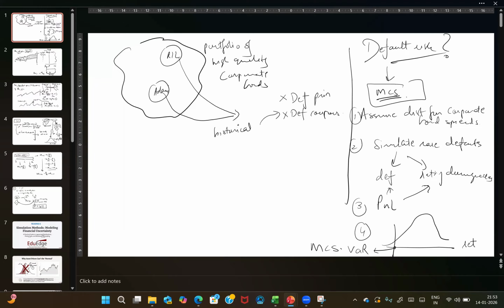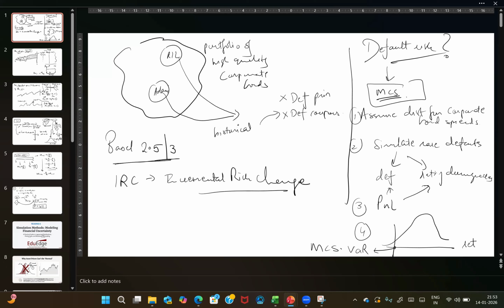By the way, this approach is popularly used in Basel 2.5 and 3. And this approach in Basel 2.5 and 3 in the regulatory documents is called IRC, which is incremental risk charge. Okay. So this is not part of CFA, but I thought of giving you a bit of background on how MCS is useful in terms of VAR. So in Basel 2.5 or 3, there is a component called IRC, incremental risk charge, which uses the Monte Carlo simulation approach in order to calculate value at risk.